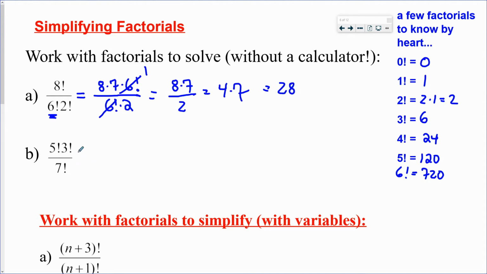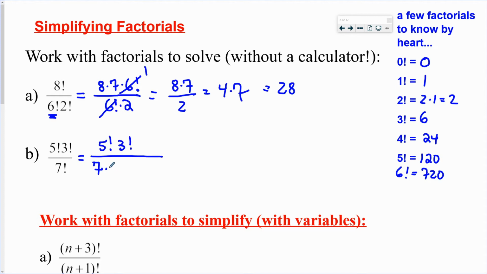Now take a look at something like this one here. So again, same sort of trick. I see a 5 factorial and a 7 factorial. So basically my advice to you would be to expand the biggest factorial you have until you get to one that you can cancel. Okay, so my mission is I want to cancel this 5 factorial.